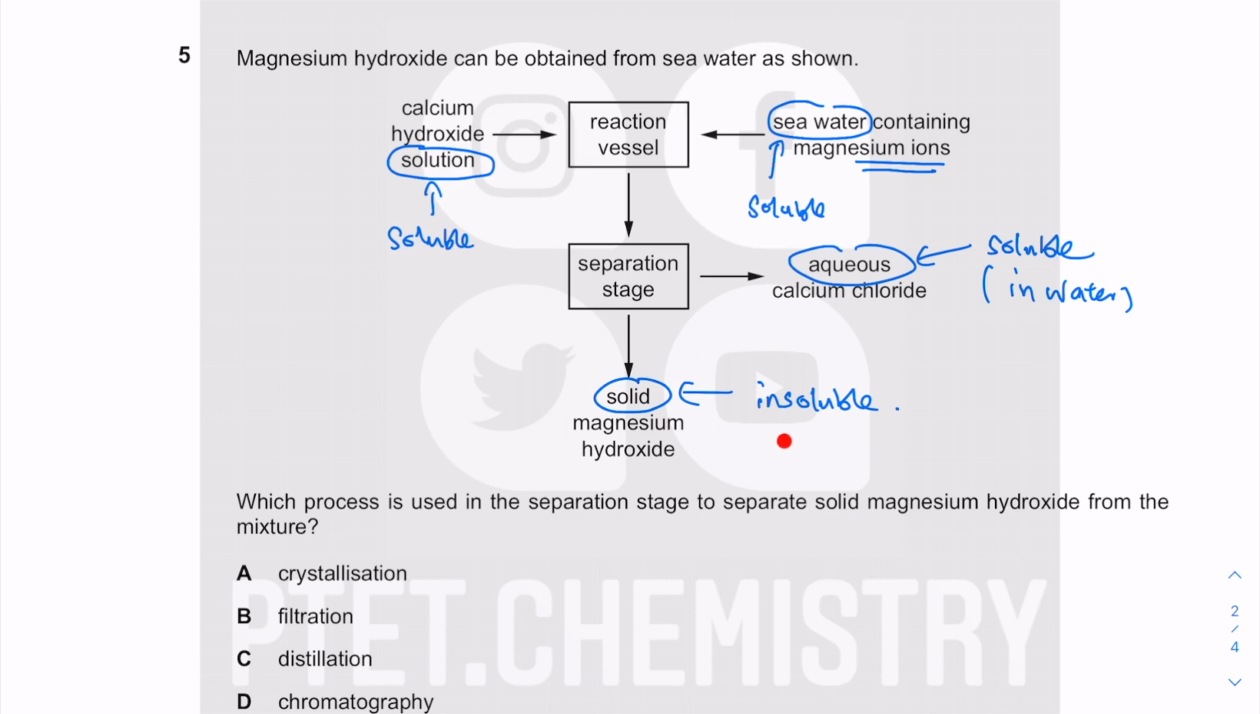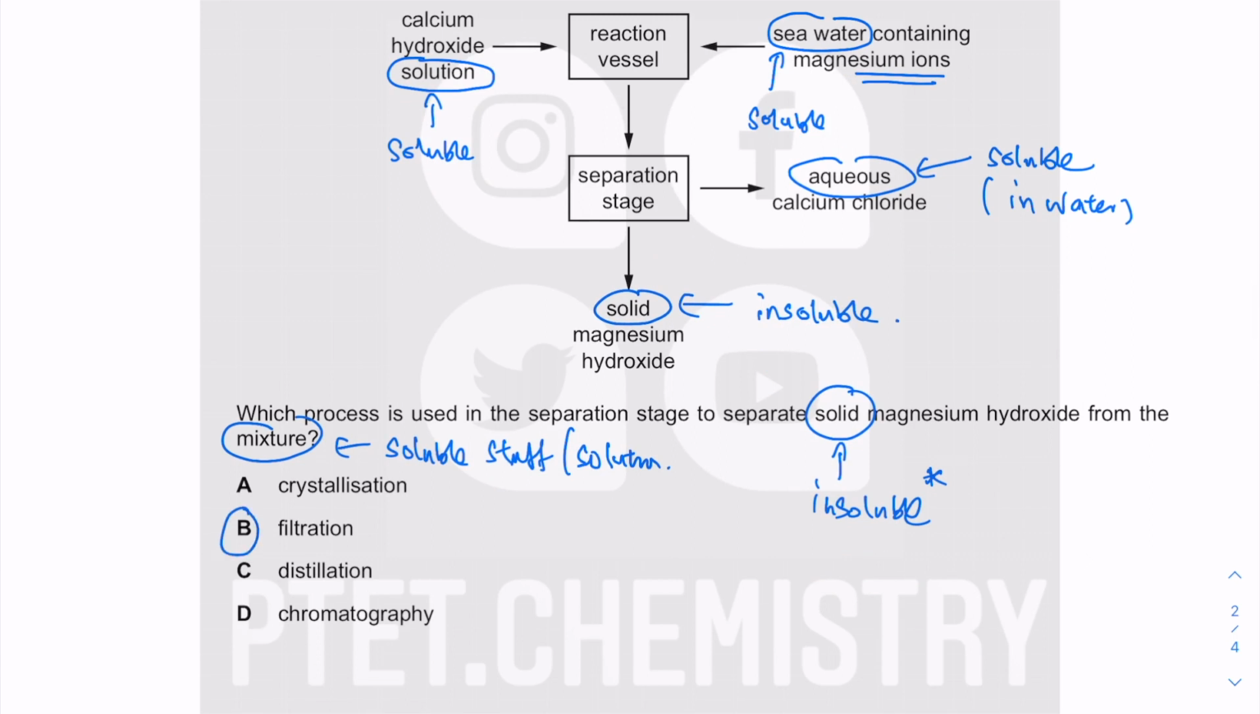This is very straightforward, a filtration, because this is the only thing that is insoluble, and you want this thing which is insoluble from the mixture which has soluble calcium hydroxide, soluble magnesium ions, soluble calcium chloride. So this is soluble stuff, soluble solution, and you want the insoluble stuff. This is very clearly filtration.